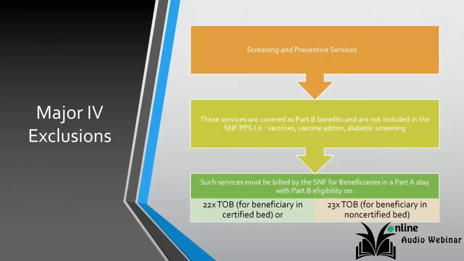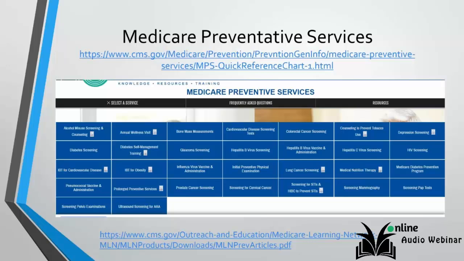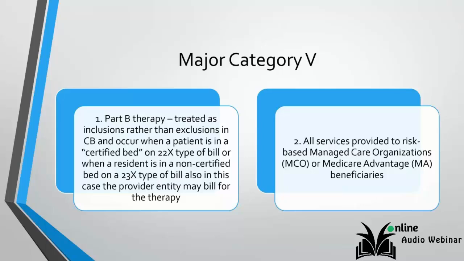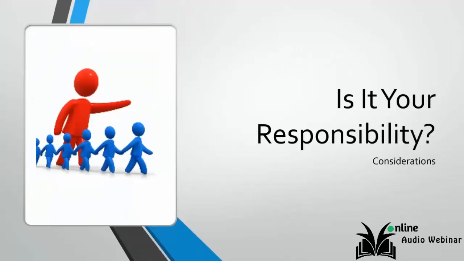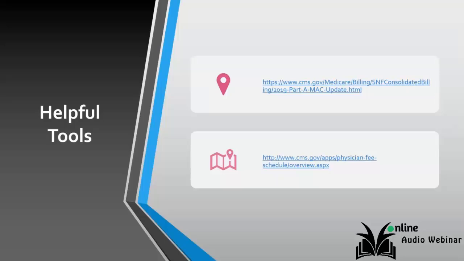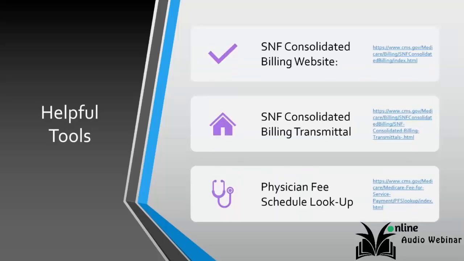When you think of Medicare preventative services, there is a wonderful resource link and a quick chart reference guide. Part B services are always going to be a major category 5. Of course, your billing practices are always going to be found in Chapter 25 of the Medicare Claims Processing Manual. It gives you all of the descriptions and claim elements on the UB04. What is your responsibility? First off, have the good references, know the CMS, have your helpful tools.